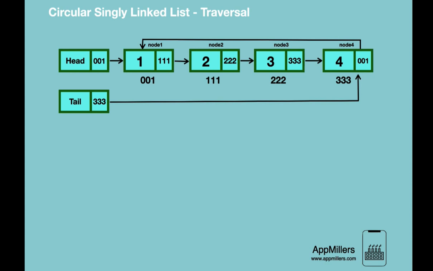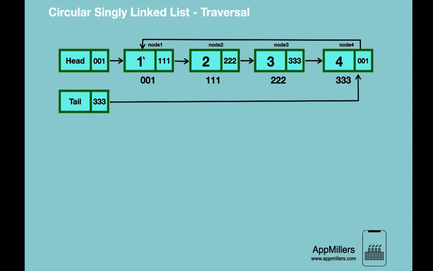Hi there. In this video, we will talk about how to traverse a given circular single linked list. It's basically the same as a single linked list. There is no difference at all. We first start with the first node, bring out its value, and keep continuing and printing each value until we reach the last node.